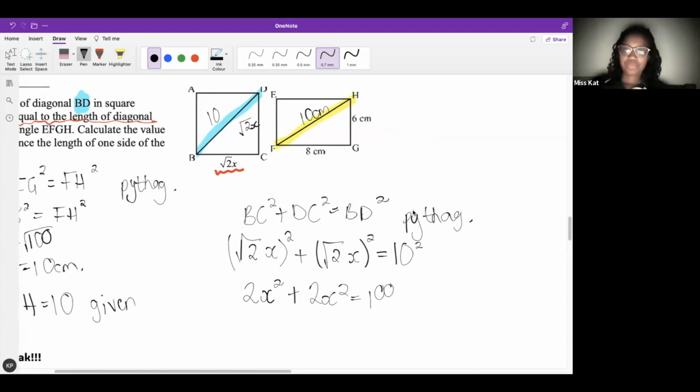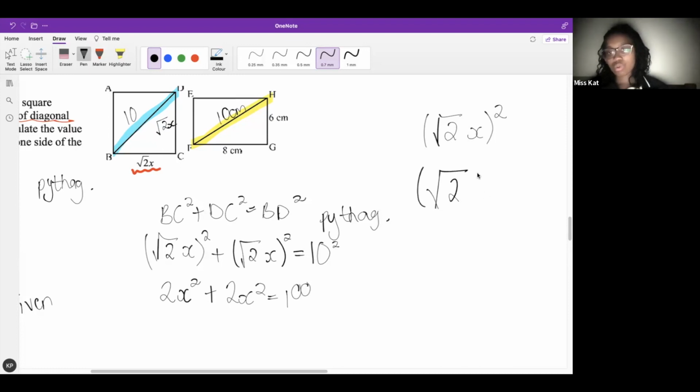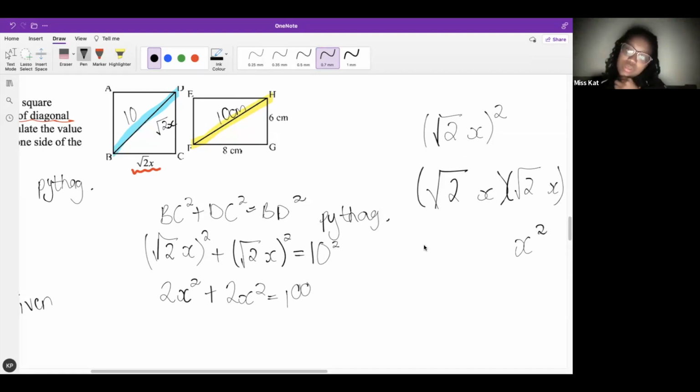Let's check here. So we had the square root of 2. The x was outside and the squared on the outside. Okay. So this means you take the square root of 2x on the outside and you multiply it by another square root of 2x on the outside. So then let's start with the x's. Okay. x times x is just x squared. Now let's deal with the square root of 2 squared.